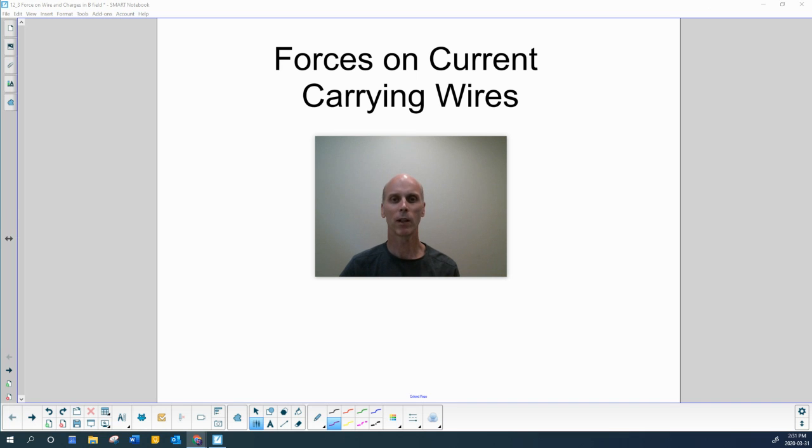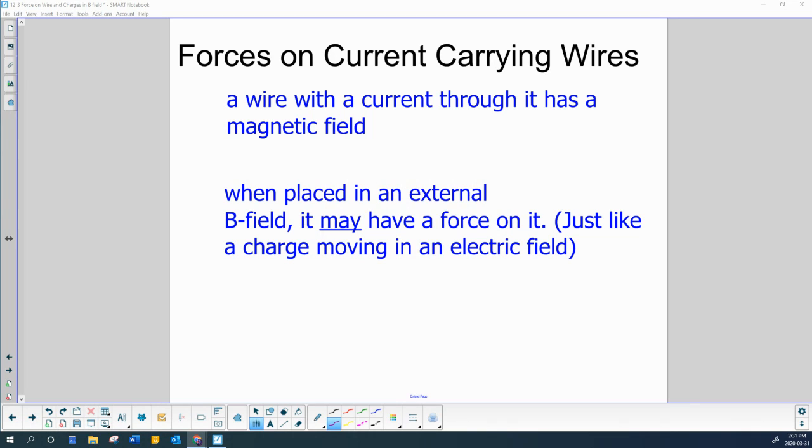Hey, today we're going to talk about forces on current carrying wires, a natural progression from our discussions about charged particles moving through magnetic fields. So let's first of all remind ourselves about what we know about wires carrying current. And the biggest thing is this one right here. A wire with a current through it has a magnetic field.